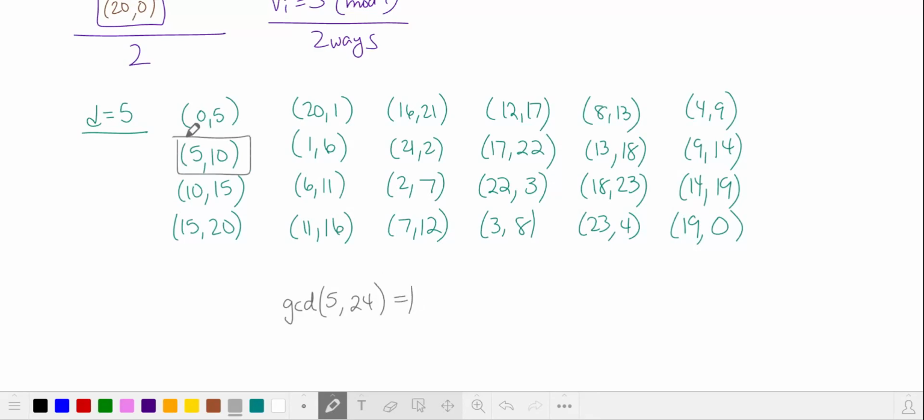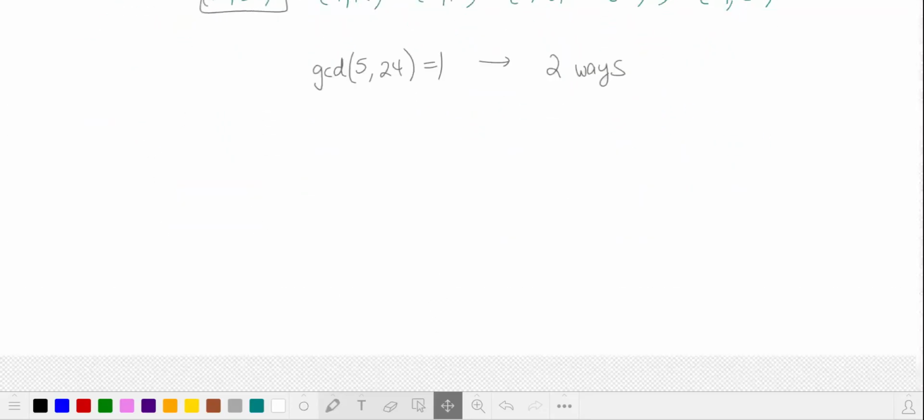We can still choose every other segment as before. There are an even number of segments, so we can choose one half or the other, and there are two ways of choosing subsets of segments where d is equal to 5. Now we'll go on to d equals 6.